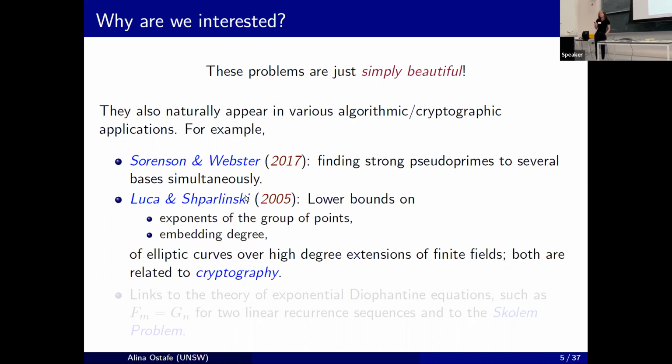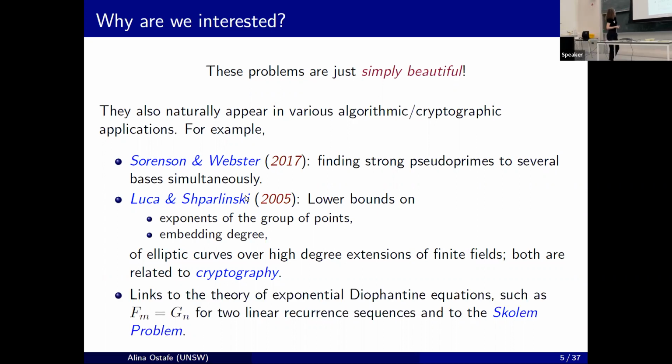Also, such GCD problems, so the result of Bugeaud, Corvaja, and Zannier, or similar results, have been used by Luca and Shparlinski to give lower bounds on exponents of the group of points and embedding degree of elliptic curves over high degree extensions of finite fields, which are both related to cryptography. There are links to the theory of exponential Diophantine equations, such as F_m equal G_n for two linear recurrences, F_m and G_n, and to the Skolem problem, which I will discuss in more detail in the last part of my talk.